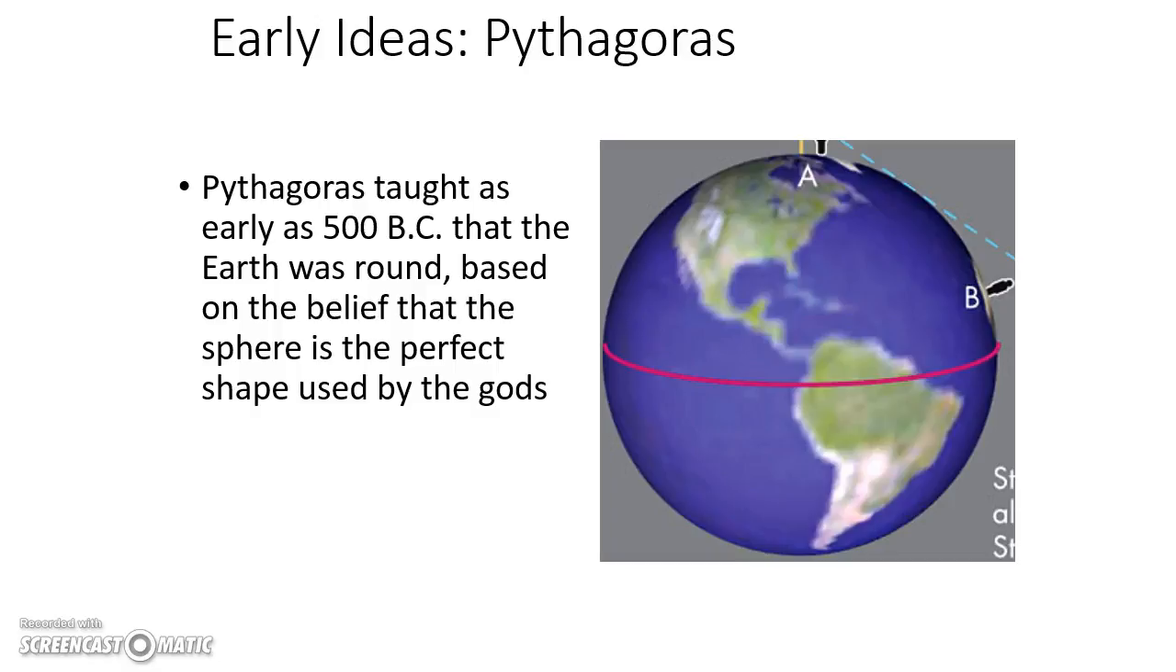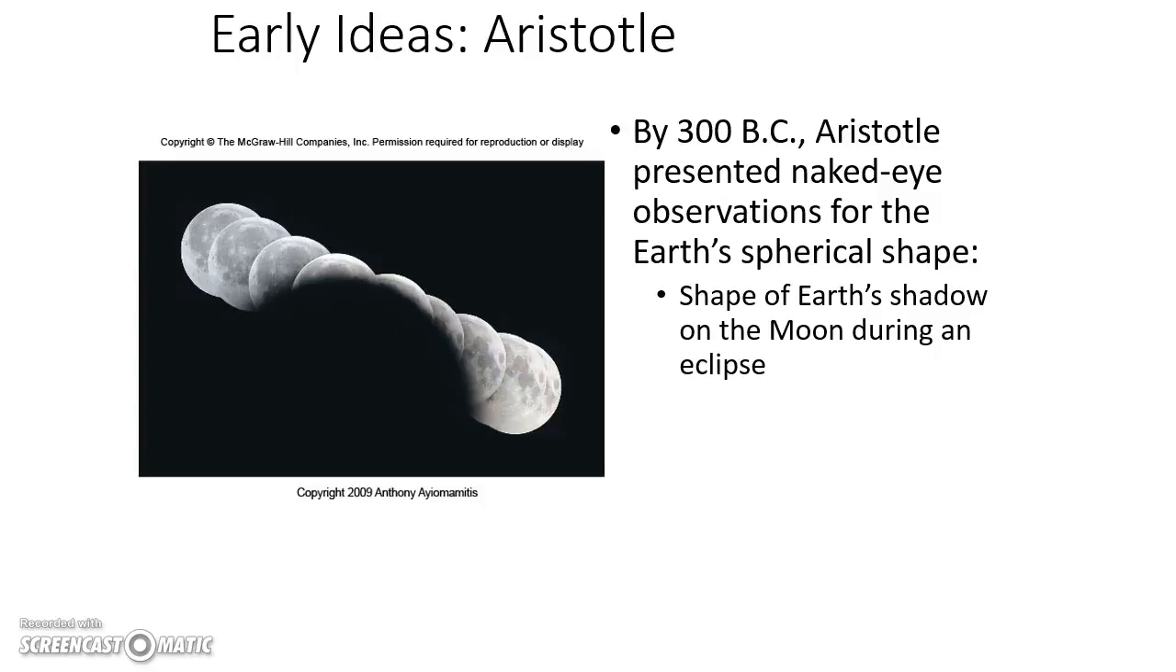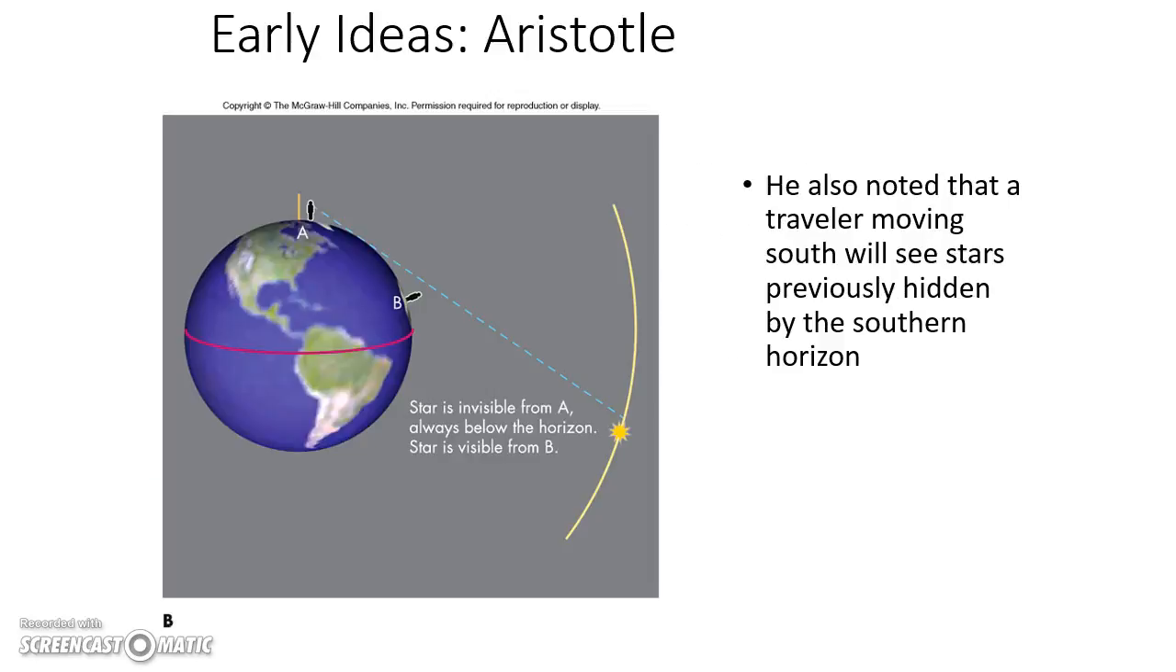Early ideas of Pythagoras. Pythagoras taught as early as 500 BC that the Earth was round, based on the belief that the sphere is the perfect shape used by the gods. Early ideas of Aristotle. By 300 BC, Aristotle presented naked eye observations for the Earth's spherical shape. The shape of Earth's shadow on the moon during an eclipse is to your left. He also noted that a traveler moving south will see stars previously hidden by the southern horizon. If you look to your left at the diagram, the star is invisible from A, but always below the horizon. The star is visible from B.